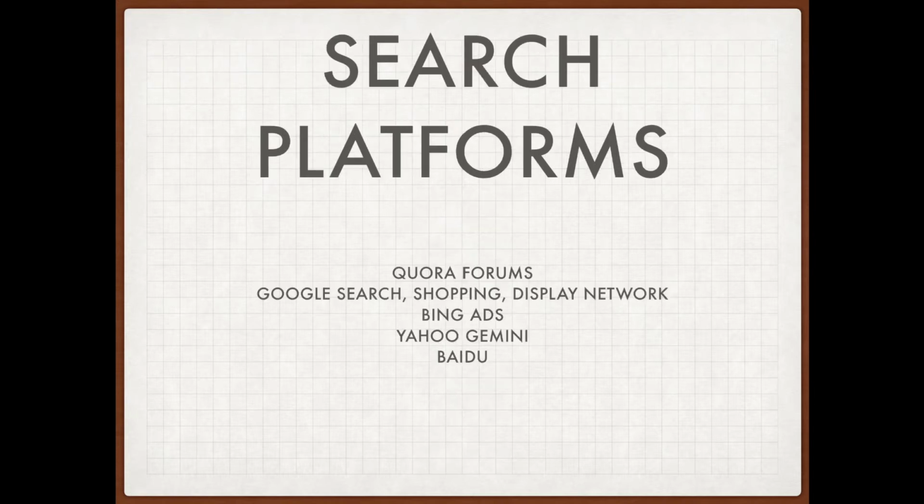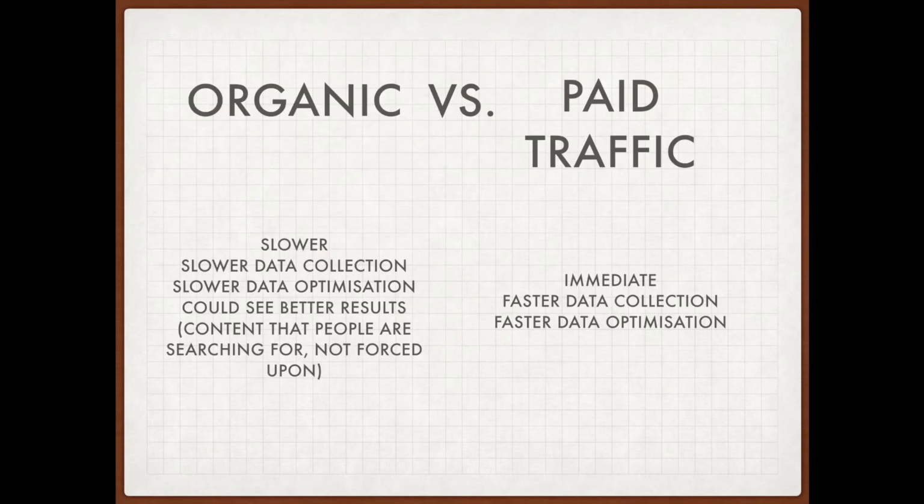All right, the next one would be search type of platforms where you can advertise on. Would be Quora forums, Google search, shopping, display, Bing ads, Yahoo, the Gemini network, as well as Baidu. So these are primarily search engines.